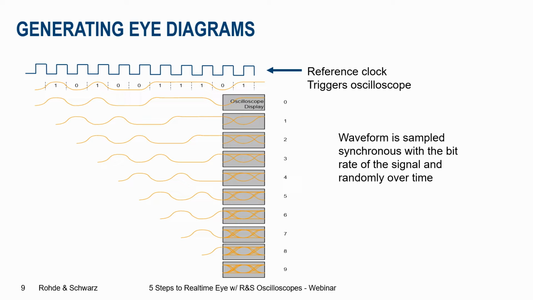Something very important in this context is that I need a reference clock. So this is illustrated in blue here. A reference clock gives me the timing of the slicing of the individual bits of the data stream, so that I have the accurate timing for the superposition of the individual bits. So this is very important.